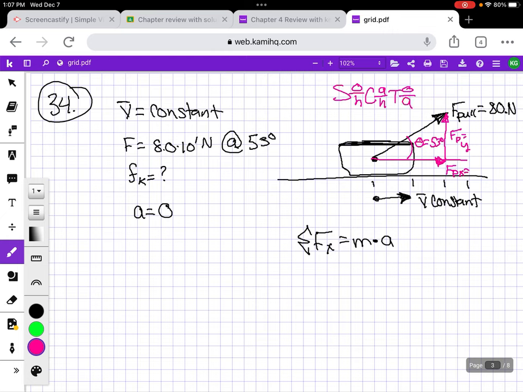So for my adjacent, I'm going to do cosine theta is equal to adjacent over hypotenuse. So for my force pull in the x, cosine of 53 degrees is equal to force pull in the x over the hypotenuse, which is 80 newtons. So cosine 53 times 80. So force pull in the x with two sig figs is 48 newtons.